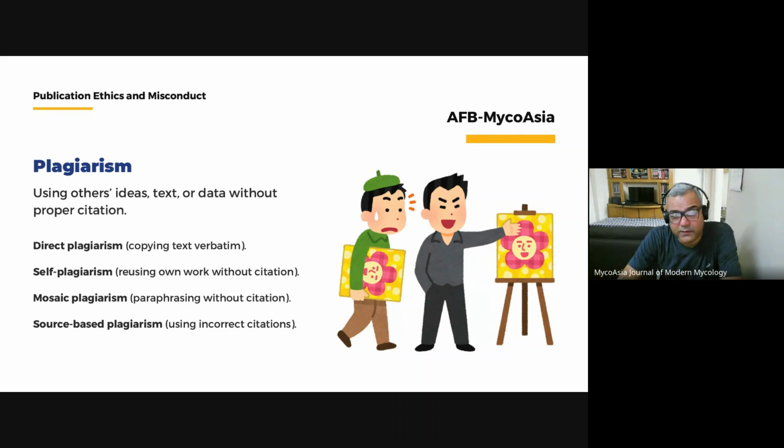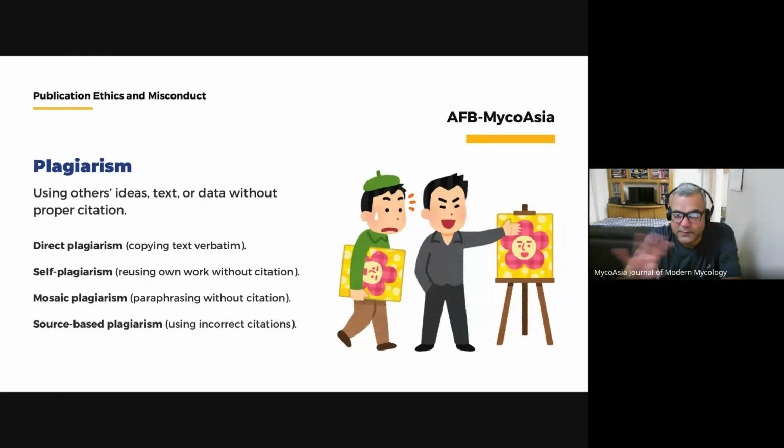The last type of plagiarism is source-based plagiarism. Basically, you read a blog about a research paper. Instead of citing the original research paper published in Nature or Science, you just cite the blog. So this is also a kind of plagiarism. This is called source-based plagiarism.